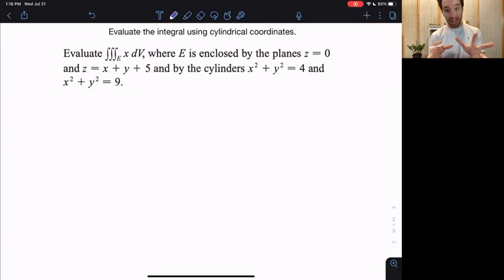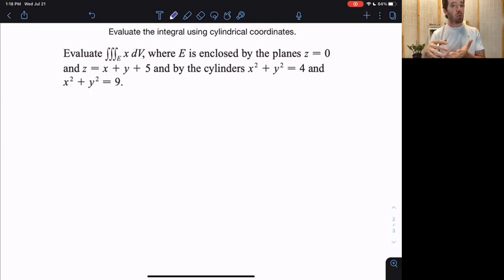This is where the really fun stuff happens, because this is a kind of complicated region to integrate over. We're going to have to do a little bit of hand waving here, but don't worry, we're going to get through it. This domain of integration is supposed to be enclosed by the planes z equals 0 and z equals x plus y plus 5. This is a tilty plane on the top, right? It's one that slopes both in x and in y.